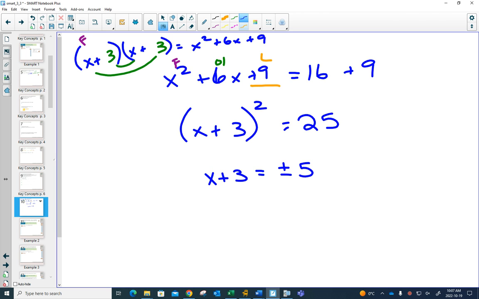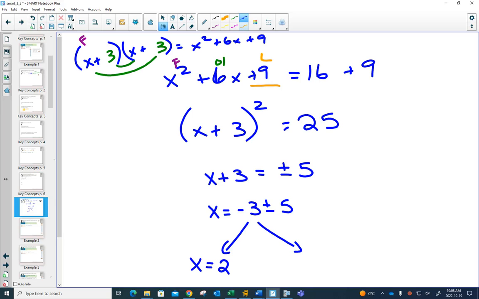Plus or minus 5. Which, if I wanted to get x by itself, I could subtract 3 on both sides. I'm going to temporarily write it like this, and then think, if I use the plus sign, minus 3 plus 5, x would equal 2. Check it out. The original question, 2 squared is 4, plus 12 equals 16.